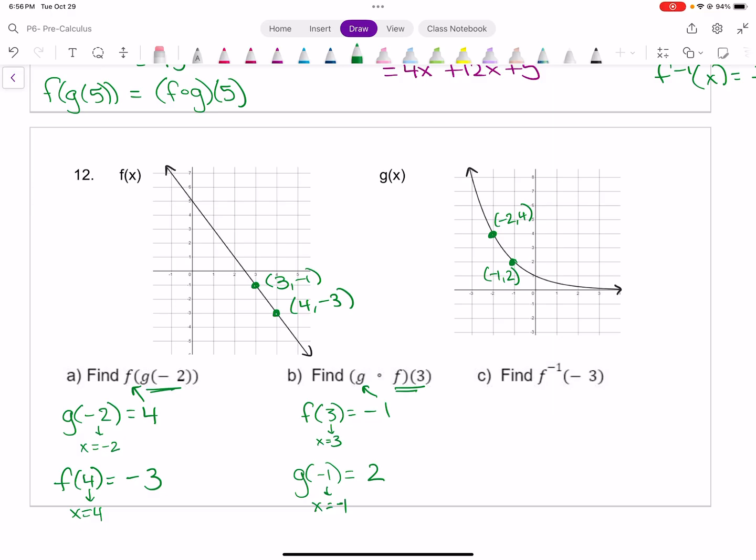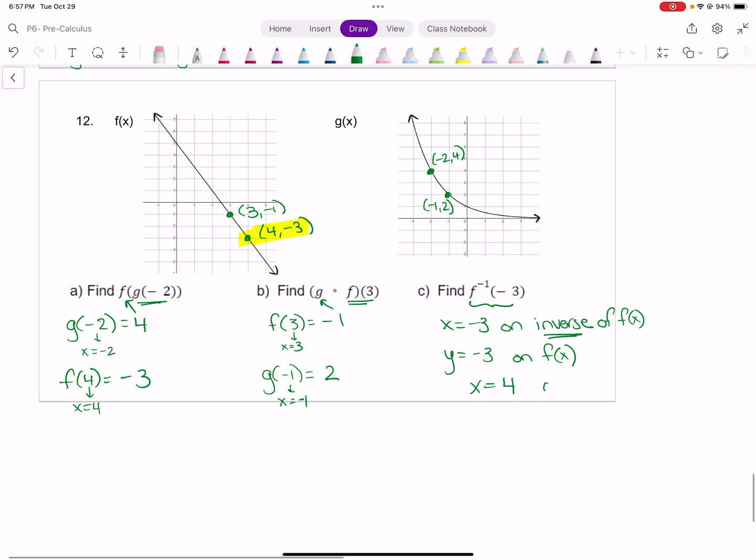For C, this is similar to one of the other ones we did. x equals negative 3 on the inverse of f of x. So that means y equals negative 3 on the regular graph f of x. So on the graph where the y is negative 3, the x equals 4. Or you can simply say that f inverse of negative 3 equals 4.